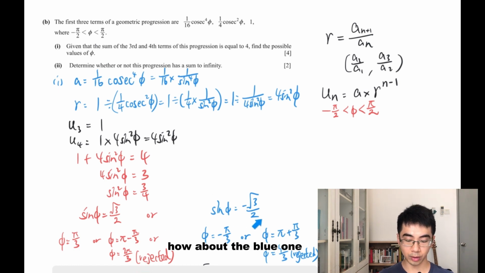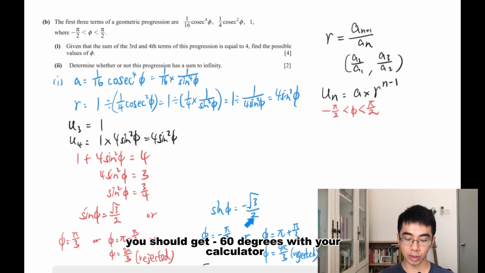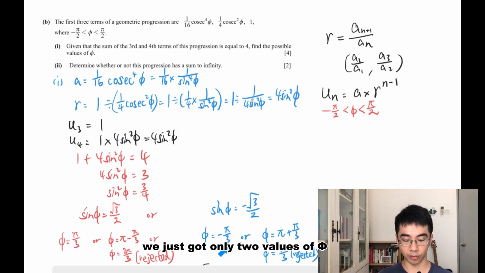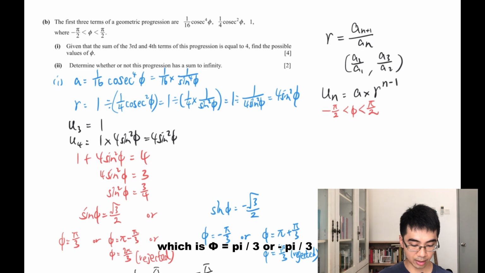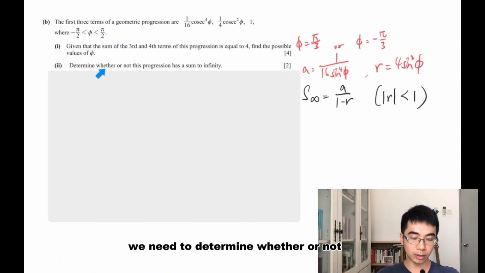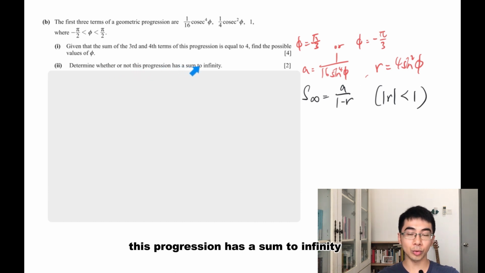How about the blue one? For negative square root 3 over 2, you should get negative 60 degrees with your calculator. So it's just negative pi over 3, and the other value should be in the third quadrant, which is pi plus pi over 3. But this again is larger than the range, pi over 2, so it is also rejected. So we got only two values of phi: phi can be pi over 3 or negative pi over 3. Now for part B2, we need to determine whether or not this progression has a sum to infinity.